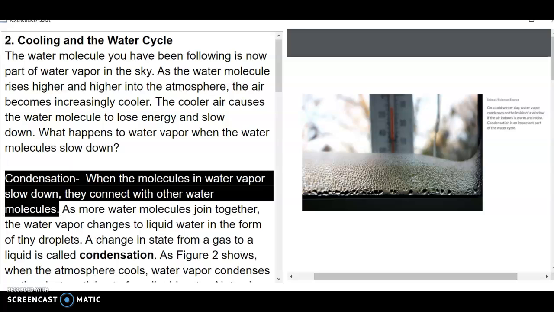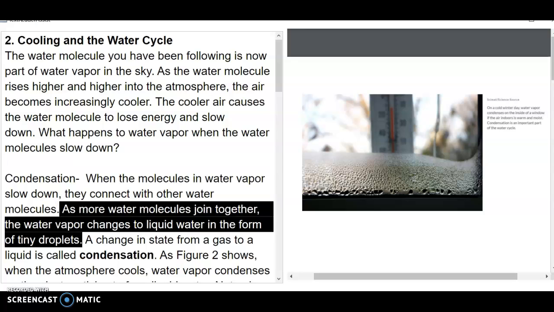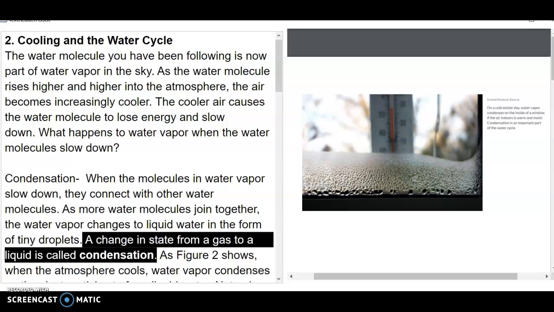Condensation. When the molecules in water vapor slow down, they connect with other water molecules. As more water molecules join together, the water vapor changes to liquid water in the form of tiny droplets. A change in state from a gas to a liquid is called condensation.